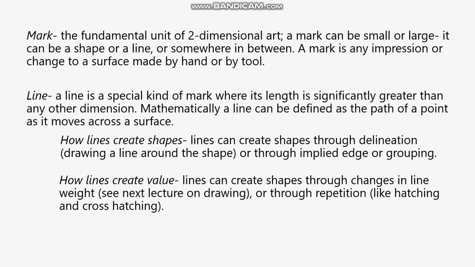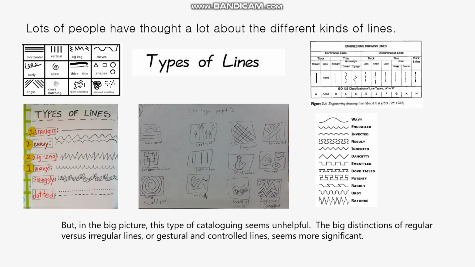But I think it's important to think about what makes a line an interesting thing, and why lines are important. Lines can create shapes. You can draw a set of lines and you can draw a triangle, and therefore you've not only created a line that goes around the triangle, but you've created the implied shape of the triangle in there. Lines can create value, and we're going to talk more about that specifically when we talk about your art assignment.